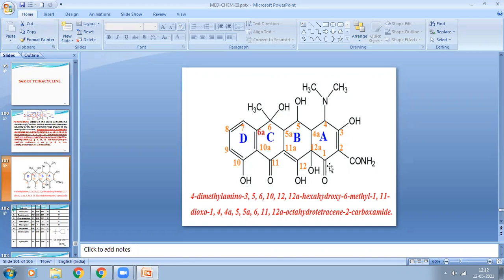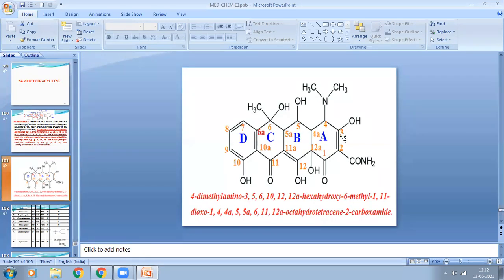Now you can clearly understand. See, this is the numbering: 1, 2, 3, 4. This is 4a. This is 5, 5a. This is 6, 6a. Then 7, 8, 9, 10. Then 10a, 11, 11a, 12, 12a. Now we give the nomenclature. In the fourth position, a dimethylamino group is there, so we can write 4-dimethylamino.